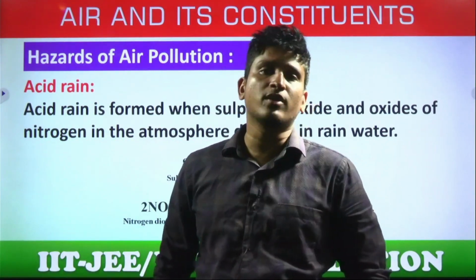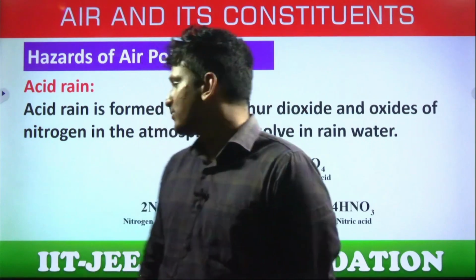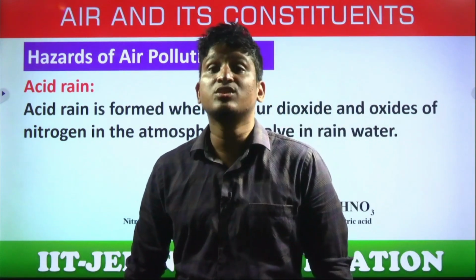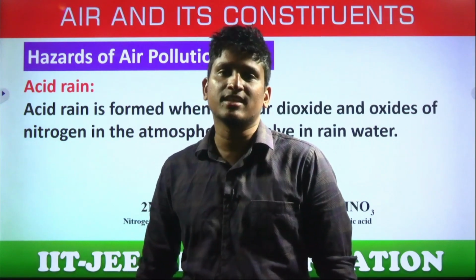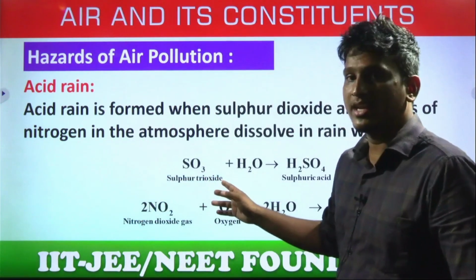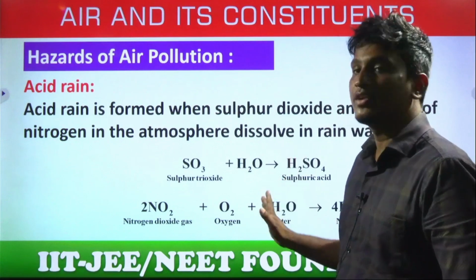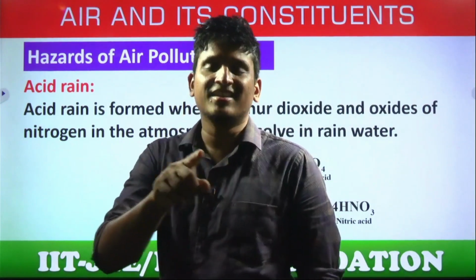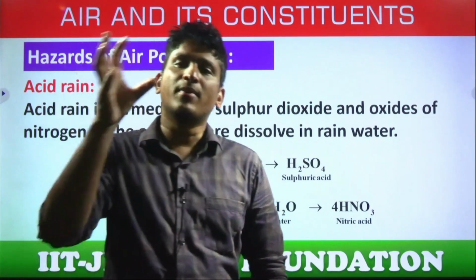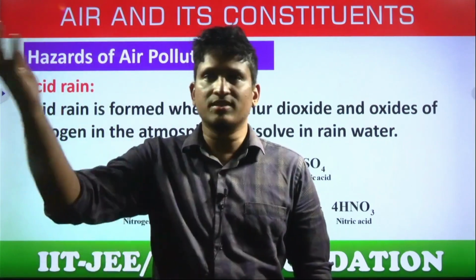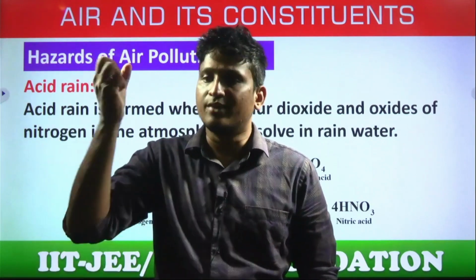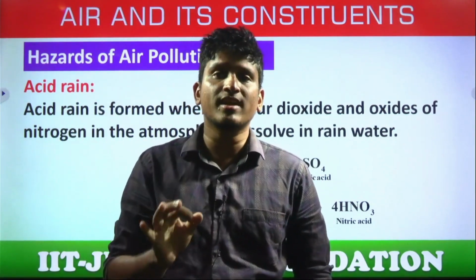What is the formula of water vapor? H2O. SO2 plus H2O gives rise to what, students? H2SO3, sulfurous acid. If it is sulfur trioxide, look at the reaction. SO3 plus H2O gives rise to H2SO4, which is sulfuric acid. This sulfuric acid combines with the remaining water present in the air, students, like during the rain formation, and it falls as rain. That rain is called acid rain.